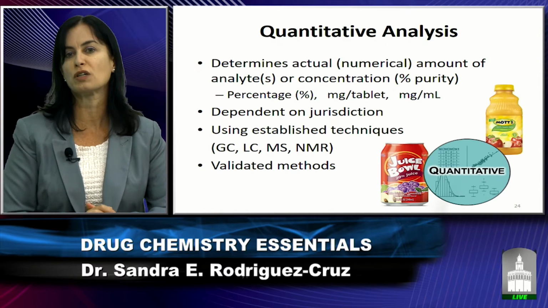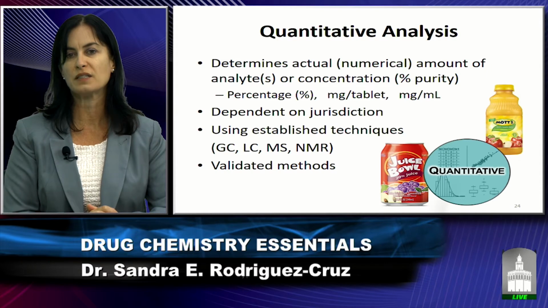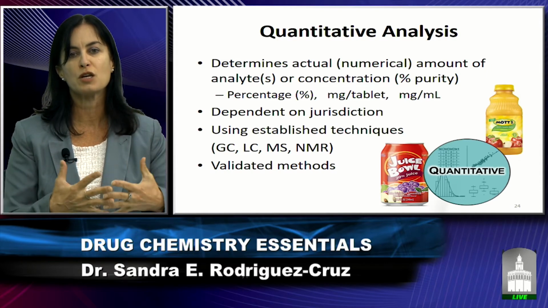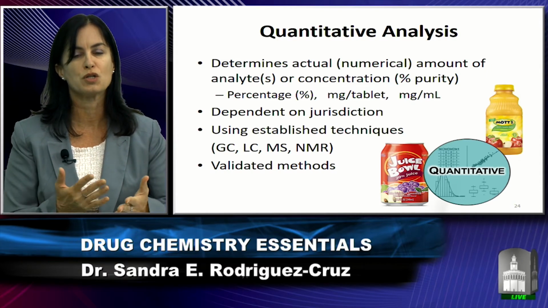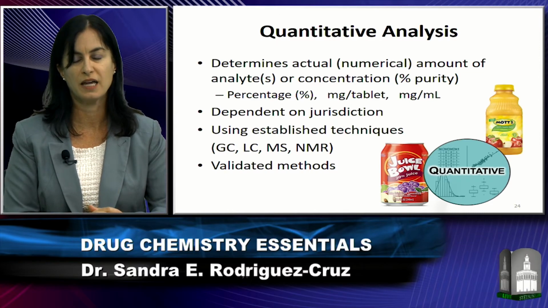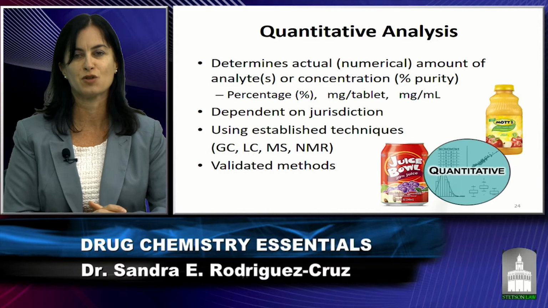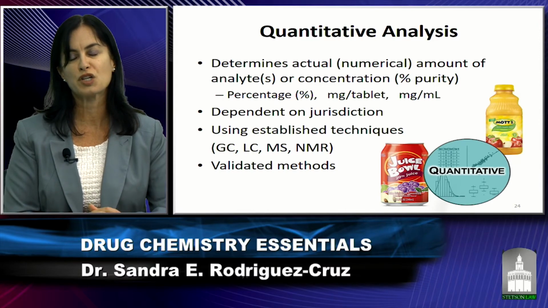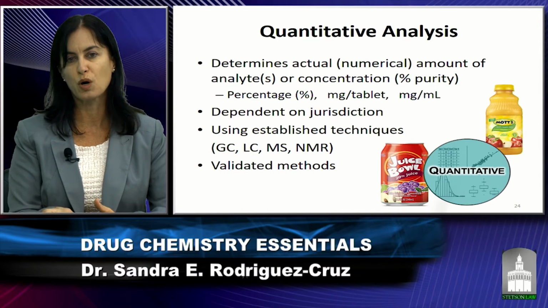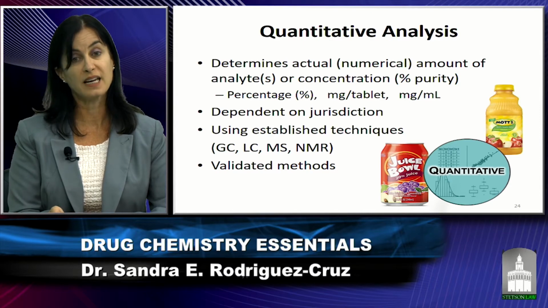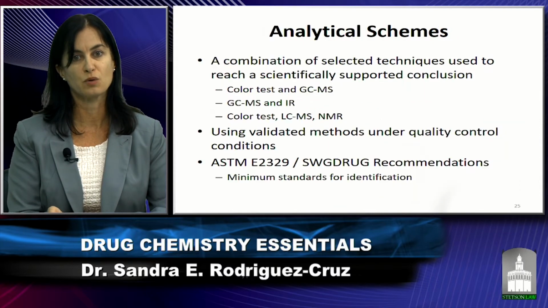Quantitative analysis goes a little bit further, because with quantitative analysis, we already know what we have. Now we want to know how much is there of it. Just like we want to know there's 20% juice in a can of juice that we purchase, and those methods will also need to undergo validation in the laboratory before being used for casework.